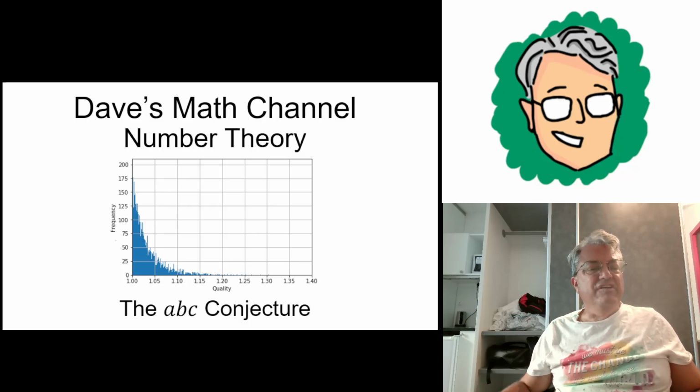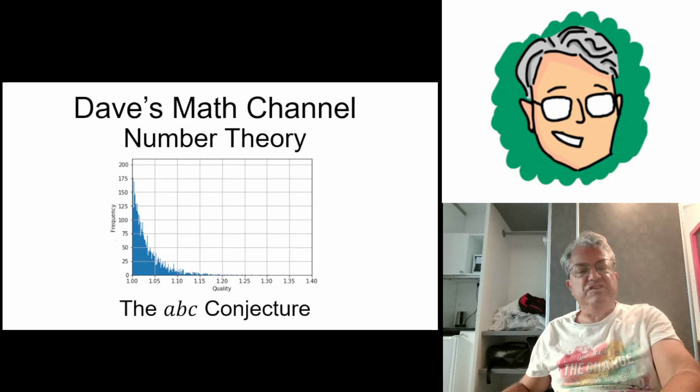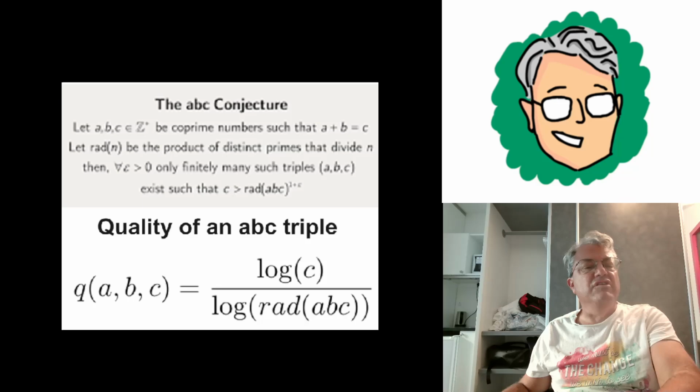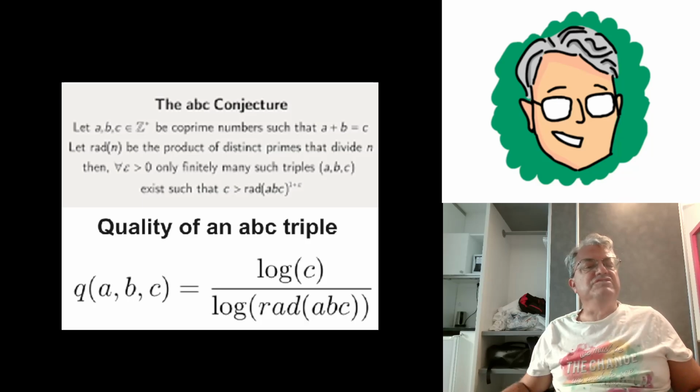But anyway, today I'm going to talk about a very important unsolved problem in math called the ABC conjecture. And I guess first I have to tell you what it says. So here's the ABC conjecture. We're given three positive integers, A, B, and C. They're pairwise relatively prime. Actually, it's enough for any two of them to be relatively prime. And also A plus B equals C.